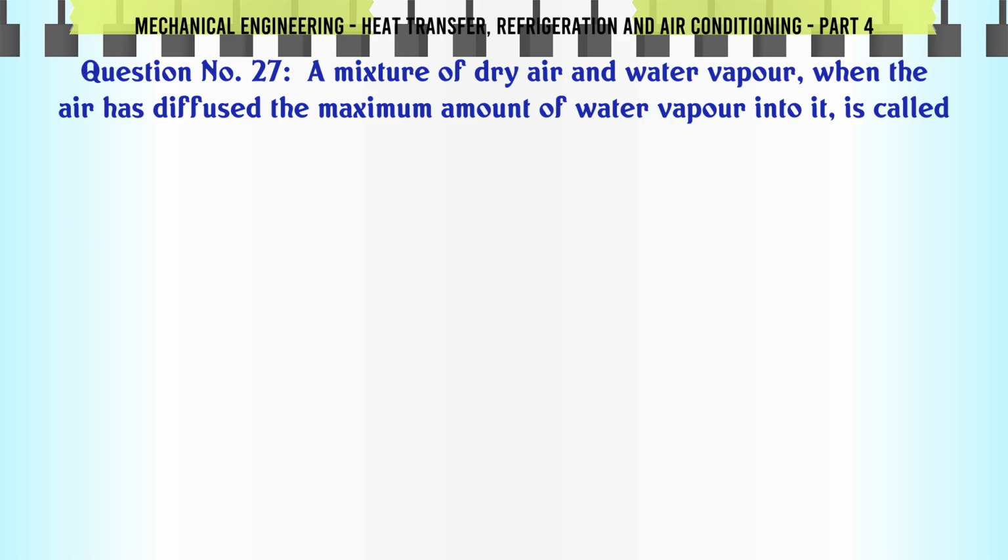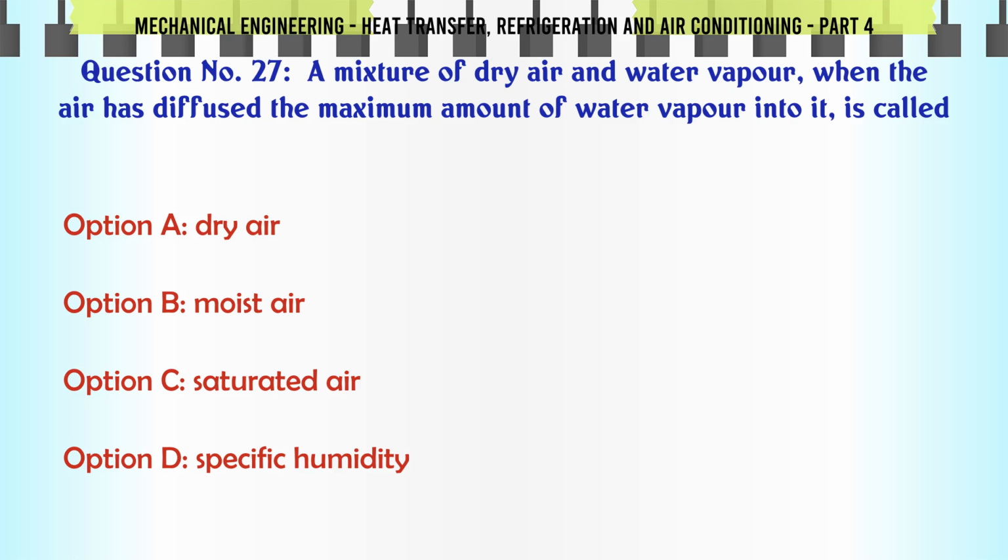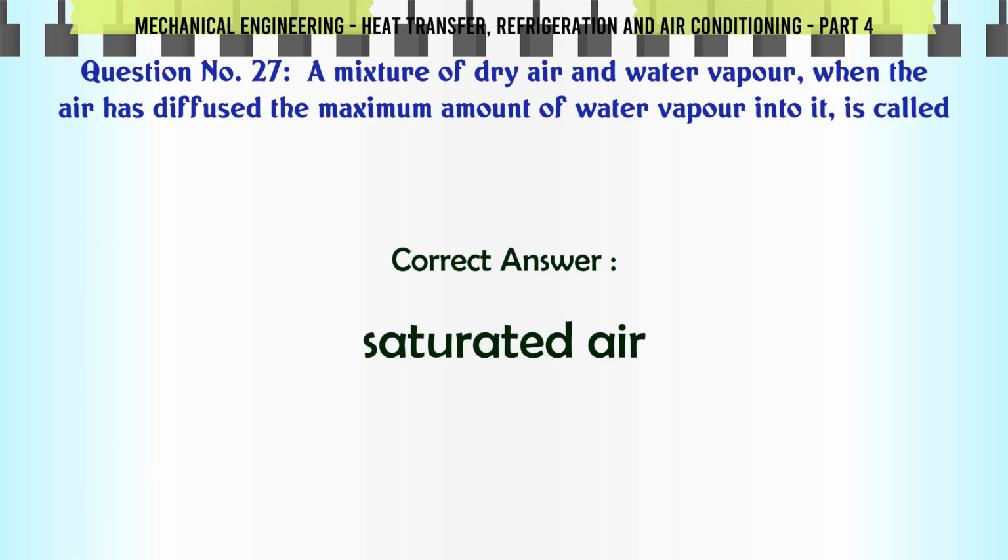A mixture of dry air and water vapor, when the air has diffused the maximum amount of water vapor into it, is called A. Dry air. B. Moist air. C. Saturated air. D. Specific humidity. The correct answer is saturated air.